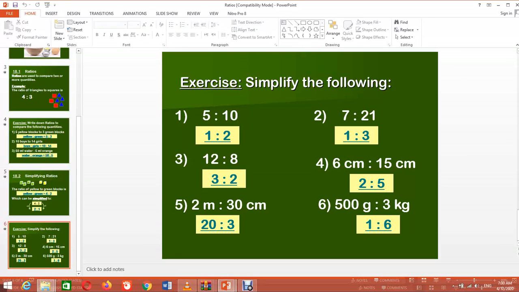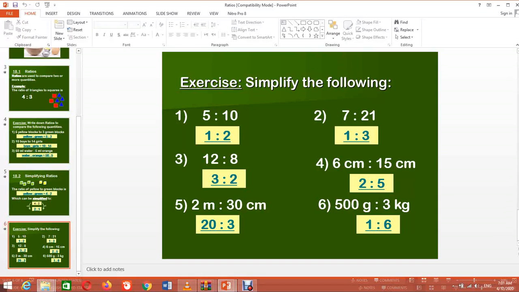Then the second question, 2. 7:21. The answer is 1:3. Why 1:3? Because 7 will cancel 7, 1; 7 will cancel 21, 3. Then the third exercise is 12:8. Using 4, 4 will cancel 12, 3; 4 will cancel 8, 2. So the answer is 3:2.